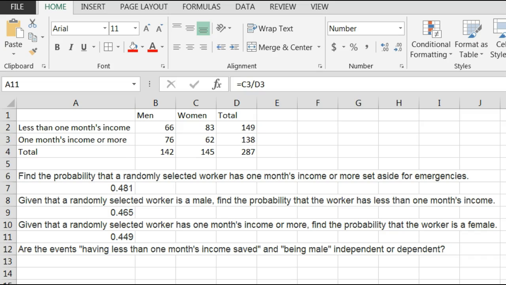Then the final question is, are the events having less than 1 month's income saved and being male, independent or dependent? Of course, they're dependent.